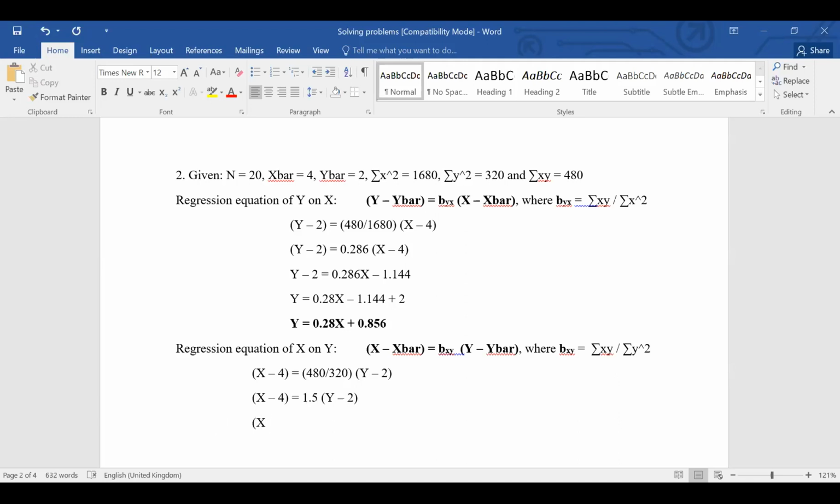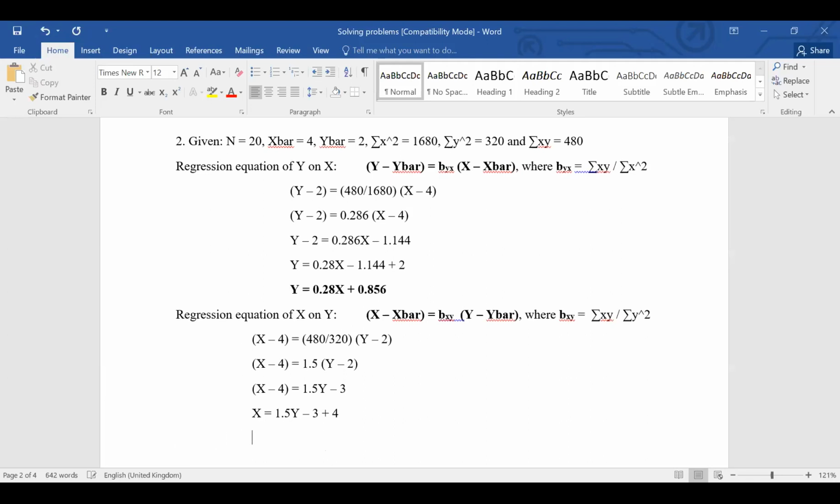So x minus 4 equal to 1.5 into y minus 2, that is 1.5 y minus 3. If you bring minus 4 to the right hand side, you get 1.5 y minus 3 plus 4. Therefore, x equal to 1.5 y plus 1. This is the equation of x on y.